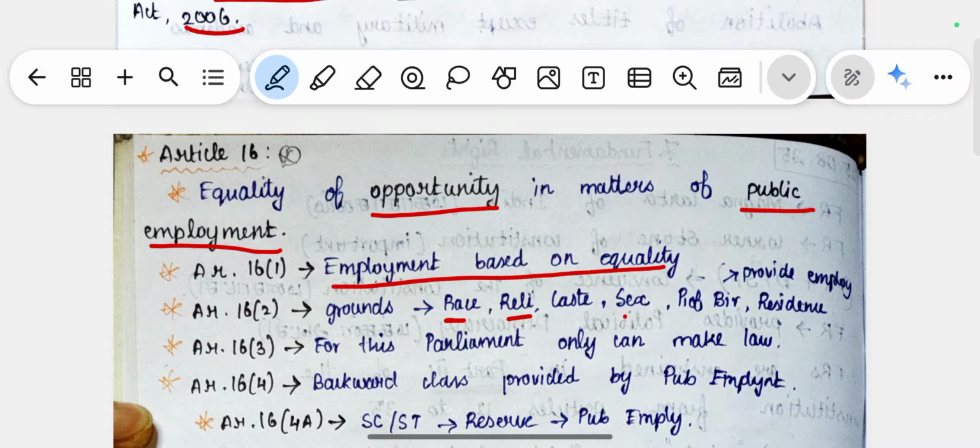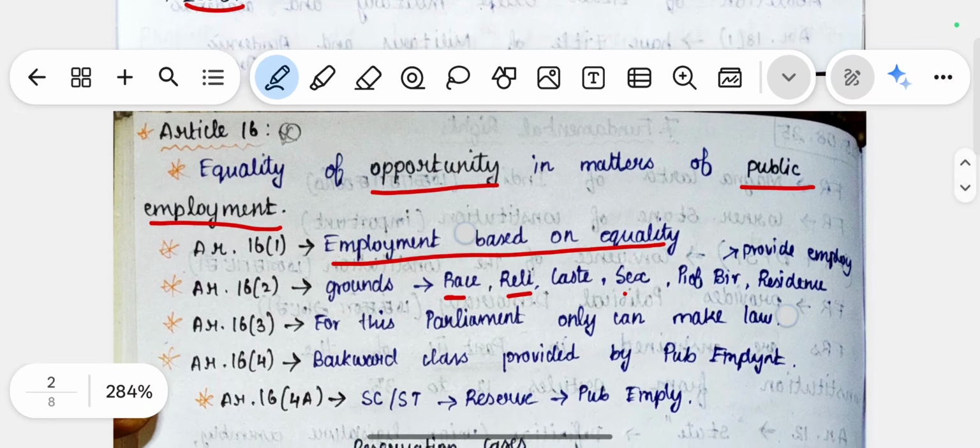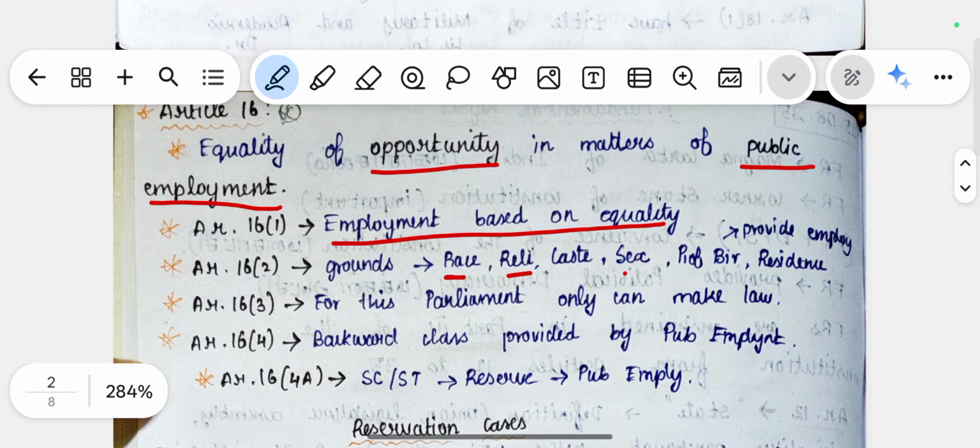But for this, Parliament can only make law on this matter only. Then Article 16 Clause 4 talks about the backward classes, that they can be provided public employment. So in Article 16 Clause 4A, SC/ST people can get the reservation on the particular matter. So this should be on the limited matter.